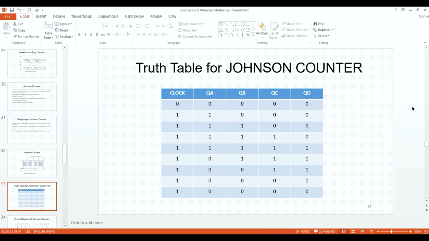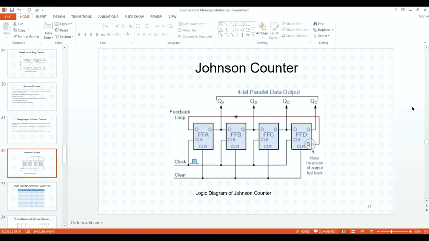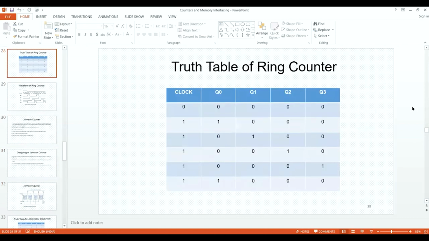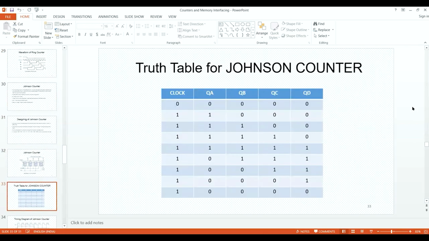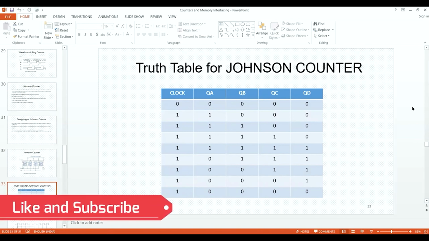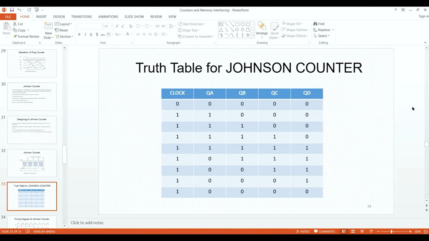I hope this is clear, because you are talking about QA, QB, QC, QD on a separate day. I am going back to the ring counter. You can check out. In the Johnson counter, what is the two-step we follow? First QA, QB, then QA, QB, QC, and then QA, QB, QC, QD, and then it starts with QB coming back.